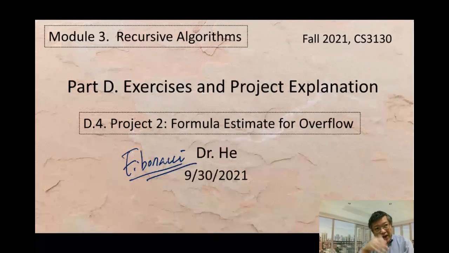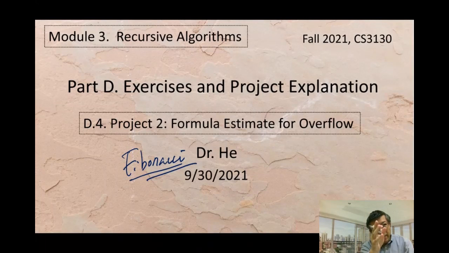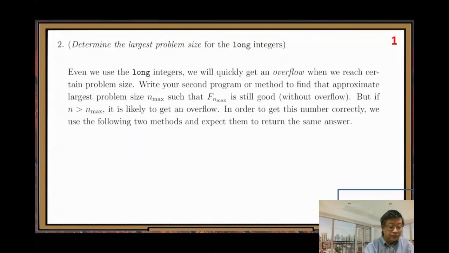With this formula, we can calculate the largest possible problem size that does not cause overflow, before the overflow happens. So we want to get that number. To do that, remember we use long integers.